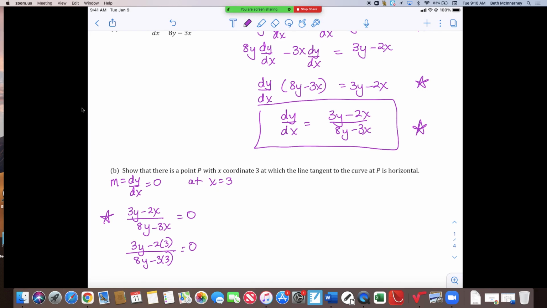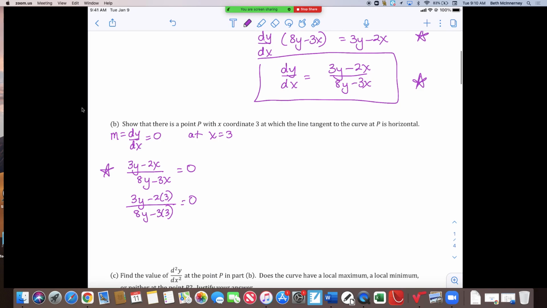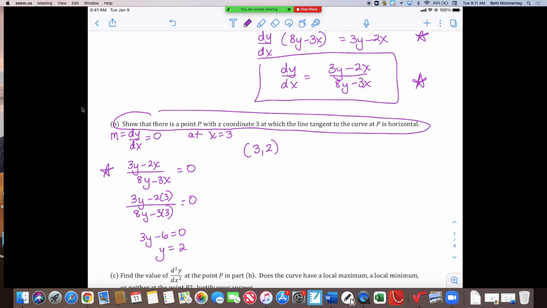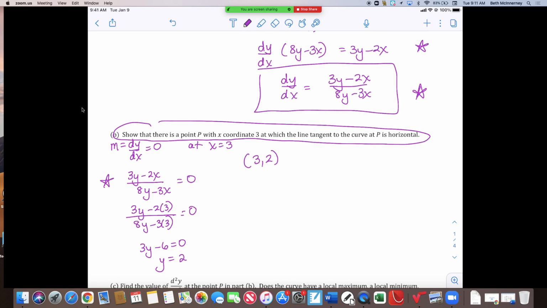Now, when does a fraction equal 0? Yeah, when the numerator equals 0. So that gives me y equals 2. So this is the point (3, 2), and it says show that there is a point P that is going to be on the curve that has a horizontal tangent line.